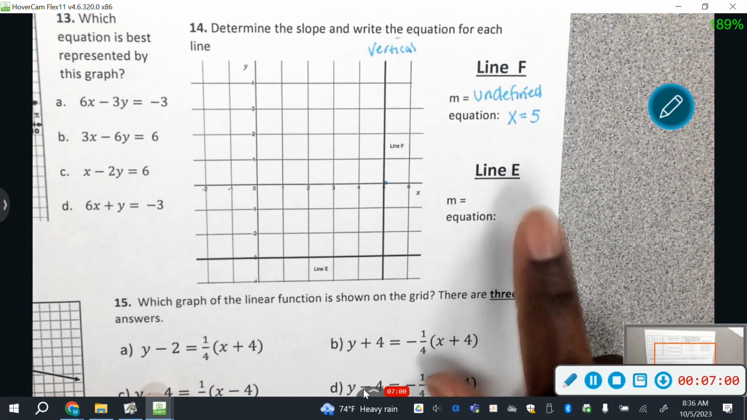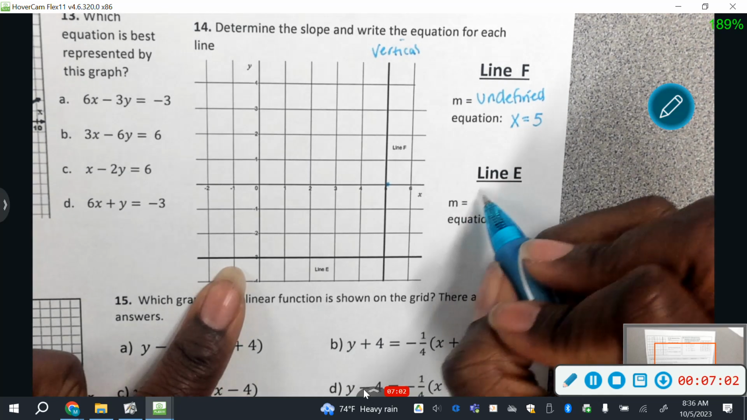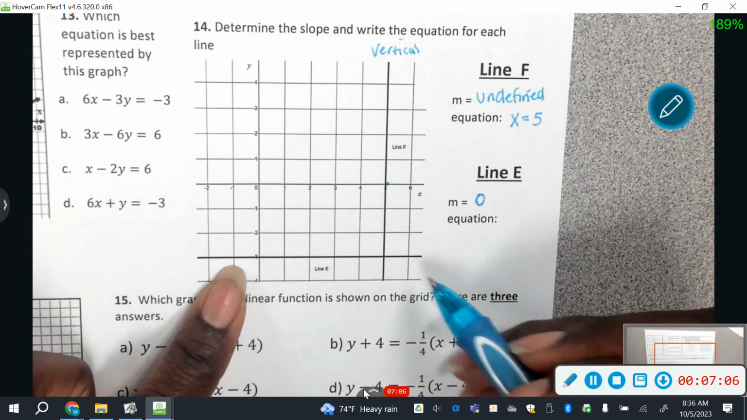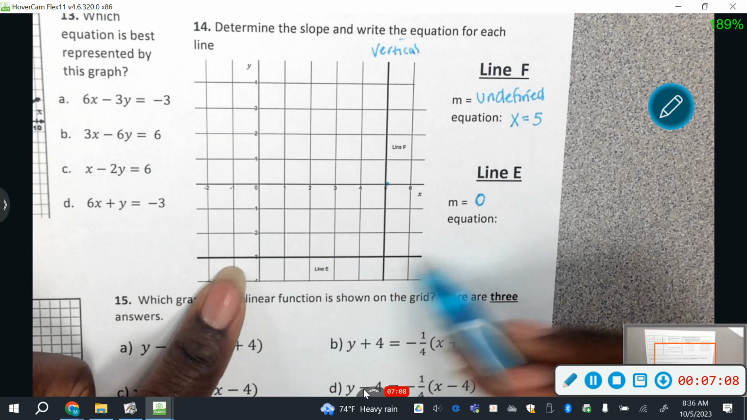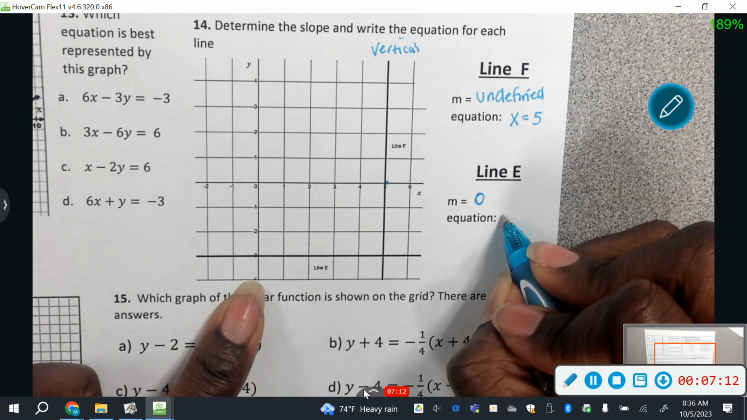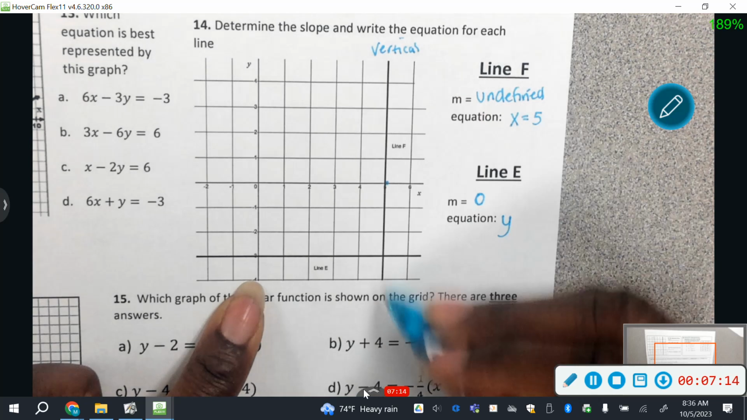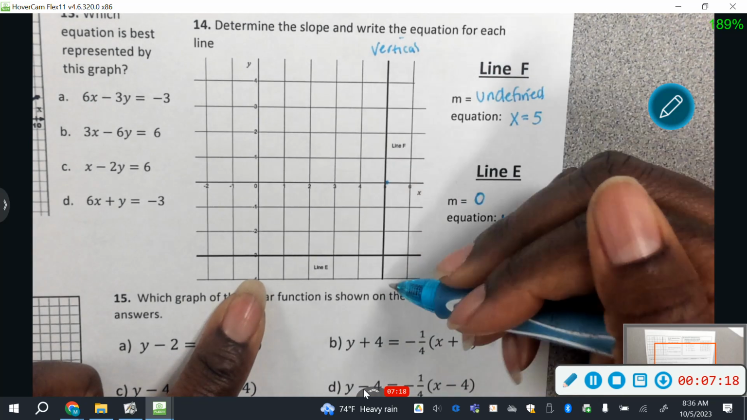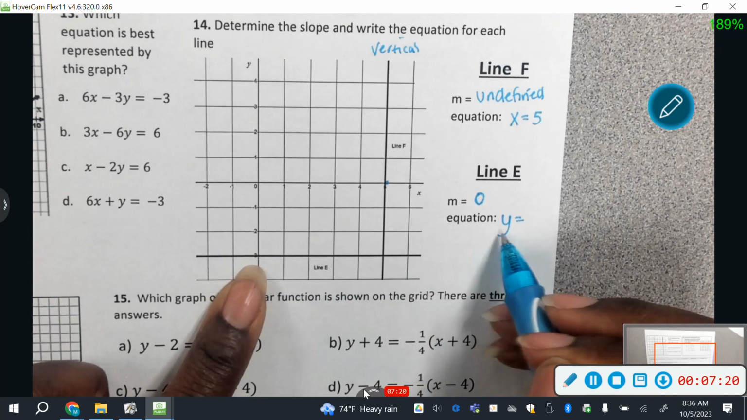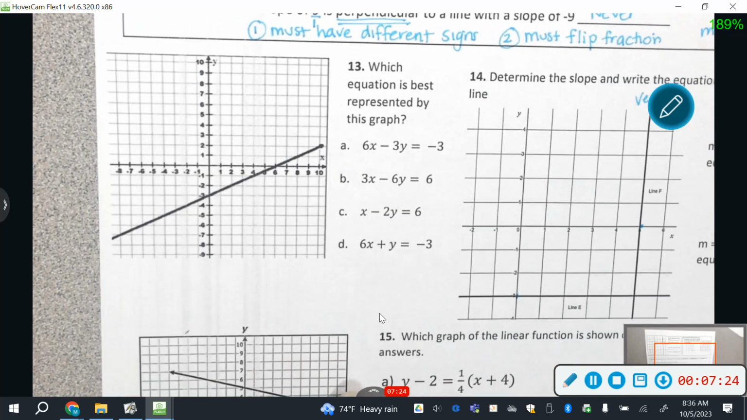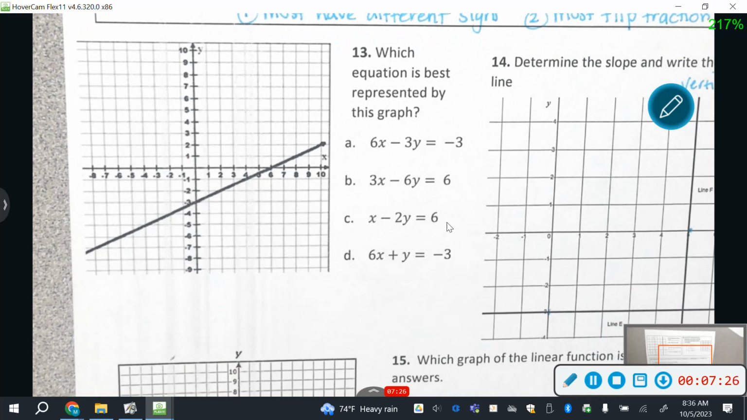Same thing for horizontal lines. All the horizontal lines have a 0 slope. They don't have a different number. They're all 0. And the equation for this one has to be what? All vertical lines are x equals. Only vertical lines are x equals. It's the y's that are y equals, and where does it touch? -3. Okay.